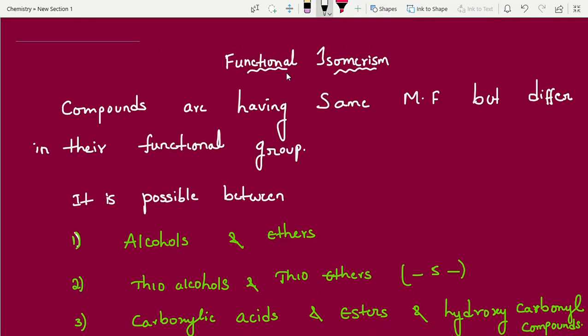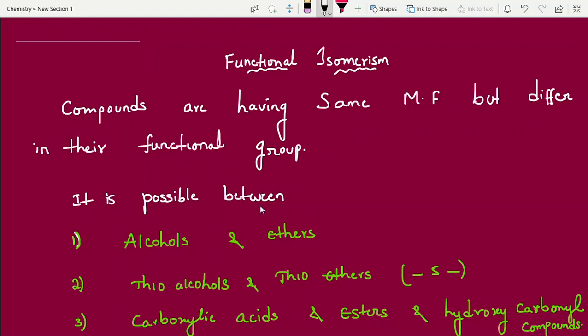Compounds having the same molecular formula but differing in their functional group. I have already discussed functional groups, which are acid, alcohol, aldehydes, ketones, everything I have given. So please go through that and come back to this video, then you can understand better. Look into the definition one more time: compounds having the same molecular formula but differing in their functional groups.